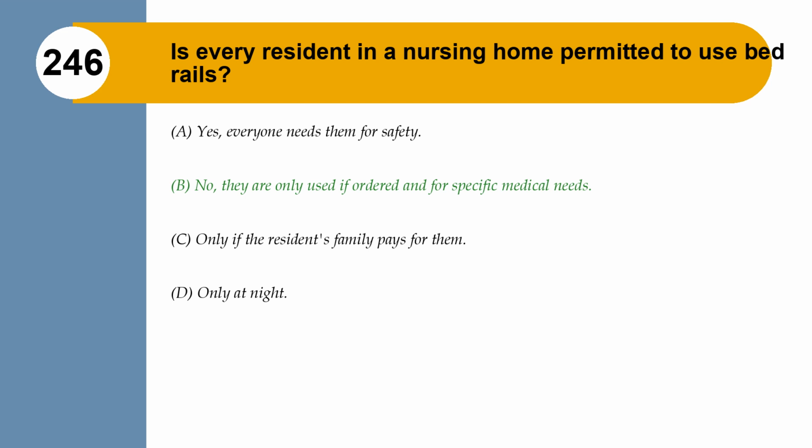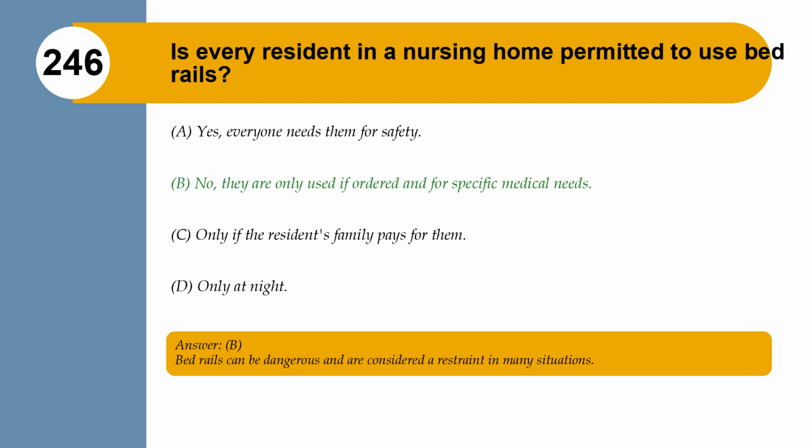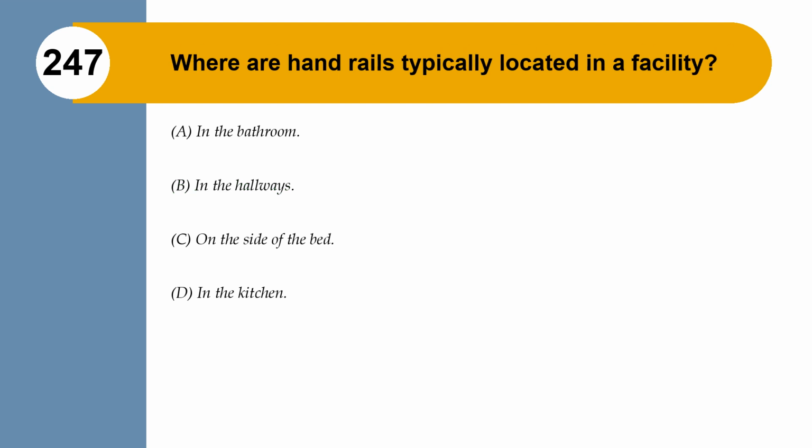The correct answer is option B. No, they are only used if ordered and for specific medical needs. Explanation. Bed rails can be dangerous and are considered a restraint in many situations. Question 247. Where are hand rails typically located in a facility?